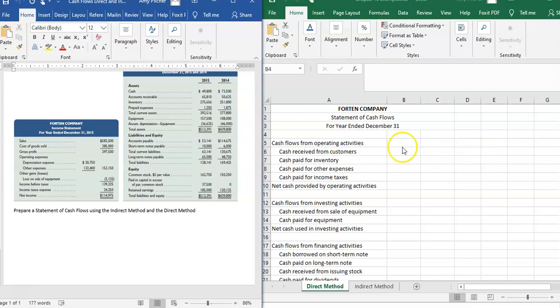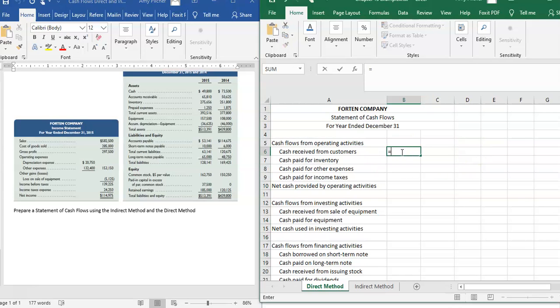So that amount equals our $582,500 in sales minus any change that we had in accounts receivable. So we had $65,810 minus our $50,625. So we have cash received from customers of $567,315.